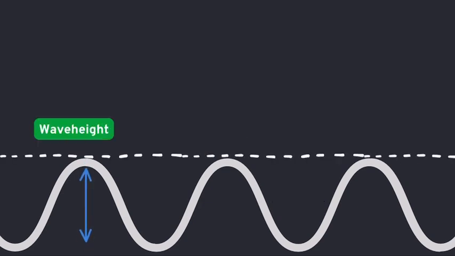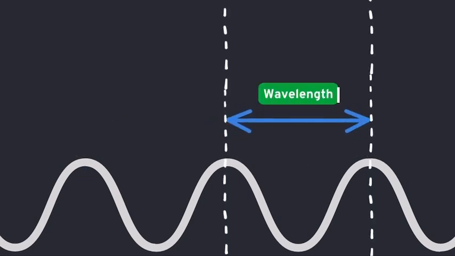Next, we have the wave height. As you could probably guess, the wave height is the vertical distance between each crest. This is determined by the amount of energy of the wave. The last thing on this graph is the wavelength. This measures the distance between each crest horizontally, and this is determined by the frequency of the wave.